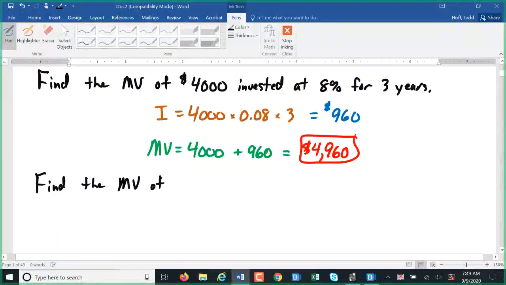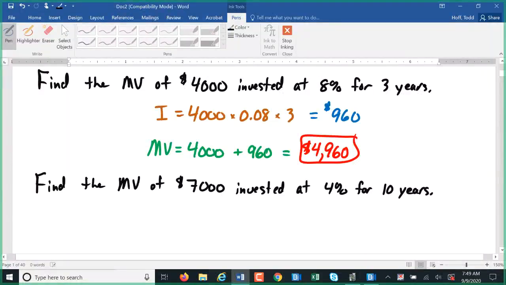So in your notes, I want you to find the maturity value of $7,000 invested at 4% for 10 years. I'll give you a minute to find that, and then we'll go over it.